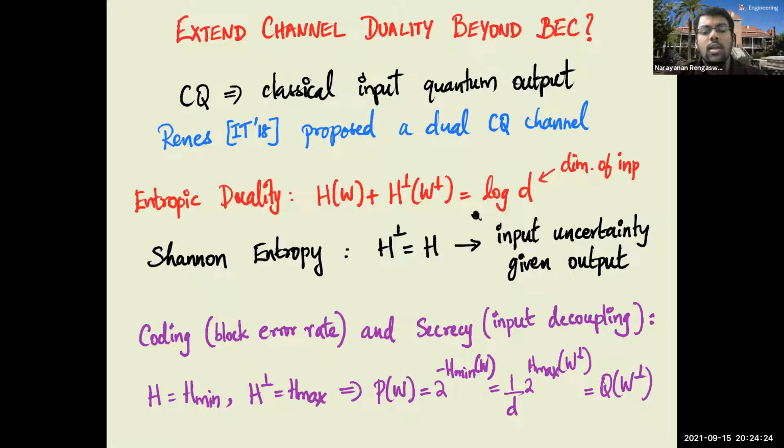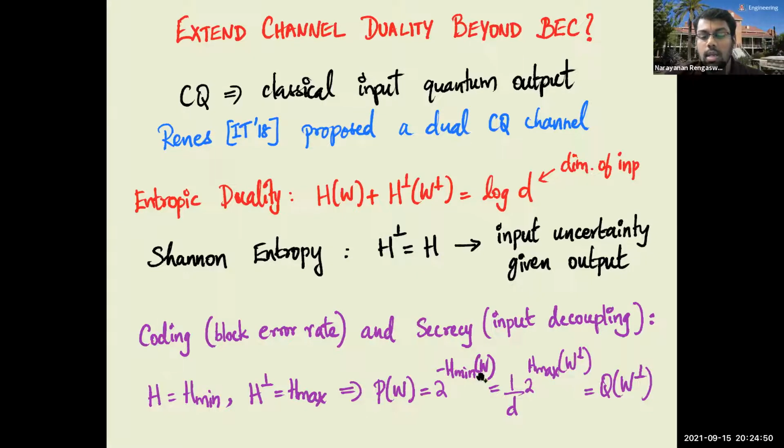The dual CQ channel is derived from the Stinespring representation of the primal channel, and it is done by a specific operation on the complementary channel in the Stinespring representation. Now, if you consider the Shannon entropy, it is self-dual, which is what happened for the BSC. Now, we consider coding on the primal channel and secrecy on the dual channel, and these correspond to this pair of entropies, Hmin and Hmax.